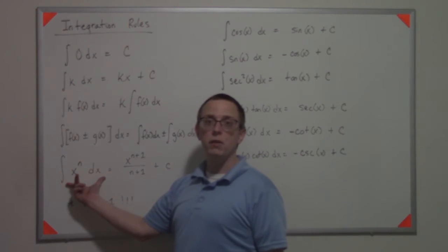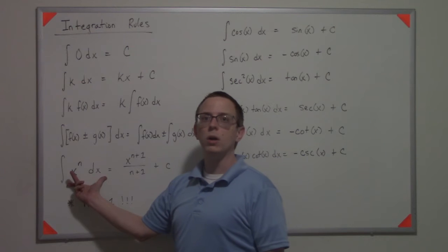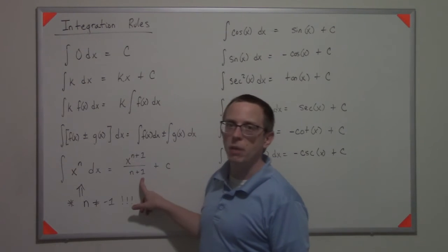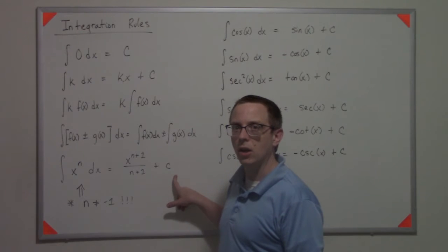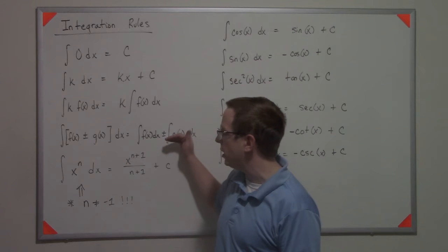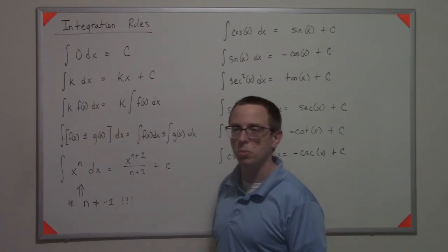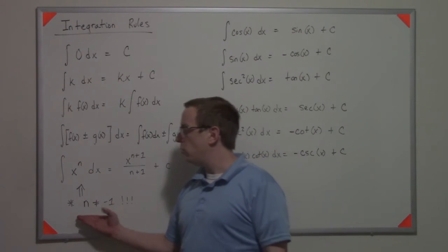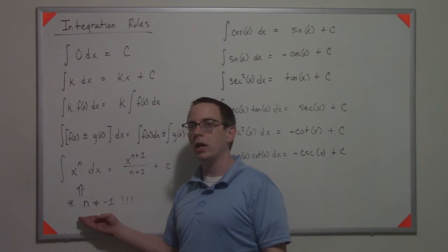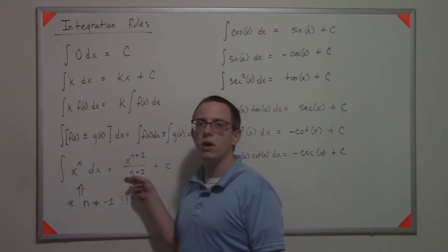Now we've already done the power rule for polynomials. You add 1 to the power, divide by the new power, and then add a constant. Notice that that's the exact opposite. In the differentiation case, you bring down the power and multiply. But I do want to point out that this is not valid if n is -1. So like the integral of 1 over x does not follow this pattern.